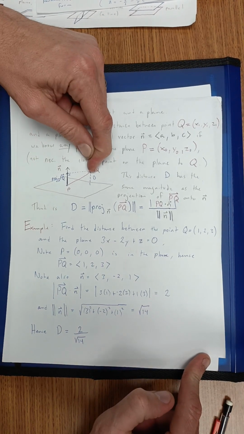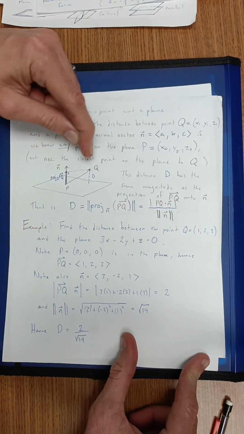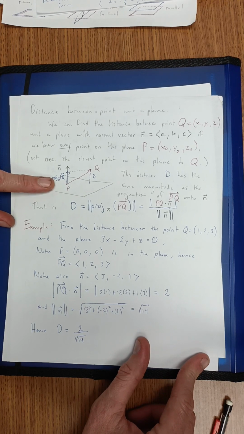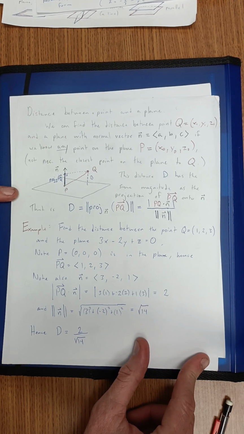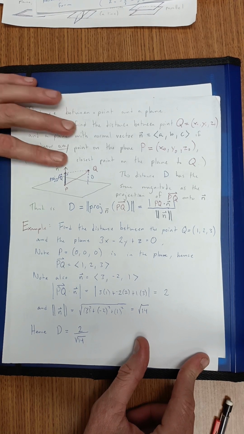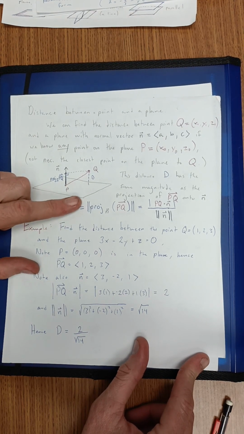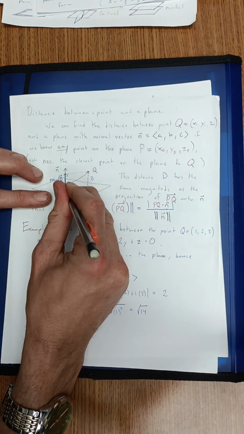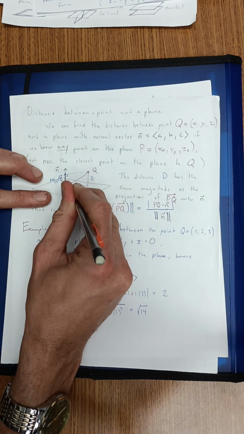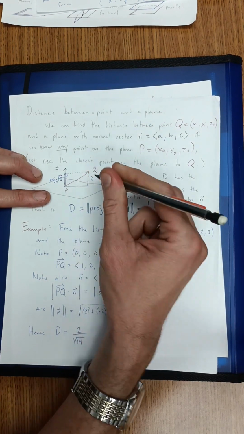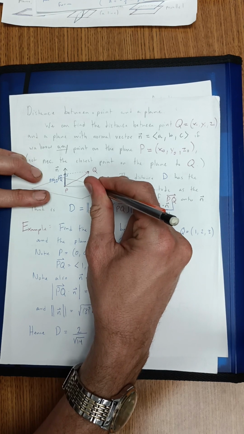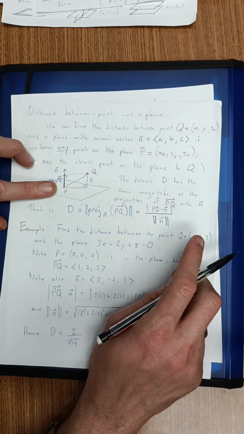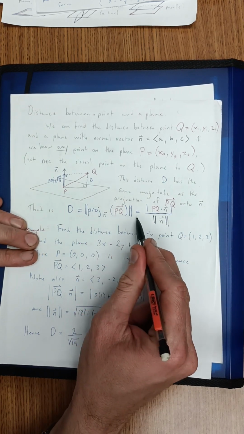If I project PQ down onto this line of n, onto the normal vector n, then what I get is another vector. And that vector has a certain length. That length, d, is going to be the length of that projected vector. Okay, so then we just take the magnitude of that projected vector.